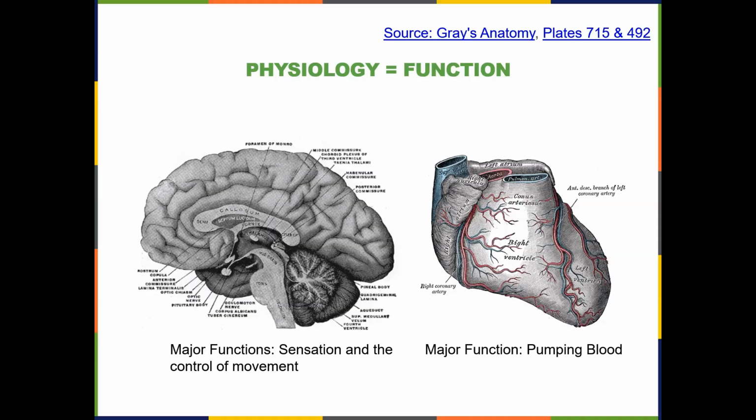Similarly, if someone has a stroke, that is a loss of blood supply to part of the brain, then we can see an impairment in sensation or the control of movement. Some aspect of the cognitive functions that the brain performs will be impaired if there's damage to the brain.